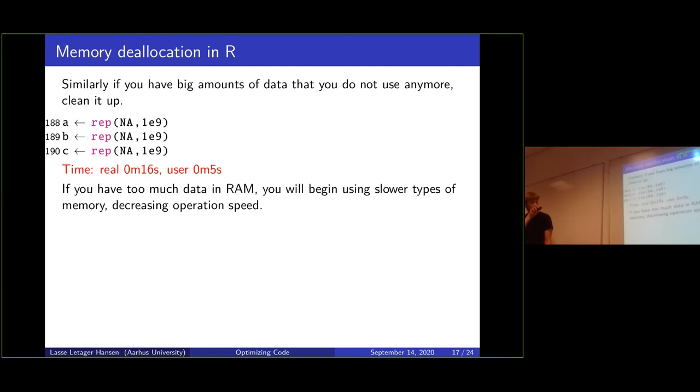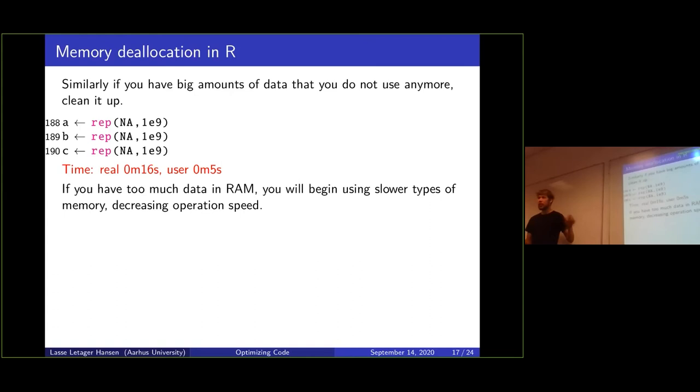And similarly, if you actually use a lot of memory, you might want to clean it up. An issue you might run into is your computer beginning to run very slow when you run some scripts. And that might be because R actually takes up a lot of the memory without freeing it. So if you just allocate a lot of large numbers and keep them in your environment, this will take like 16 seconds to run, but if I add another, it will crash my R program because it has too much memory.